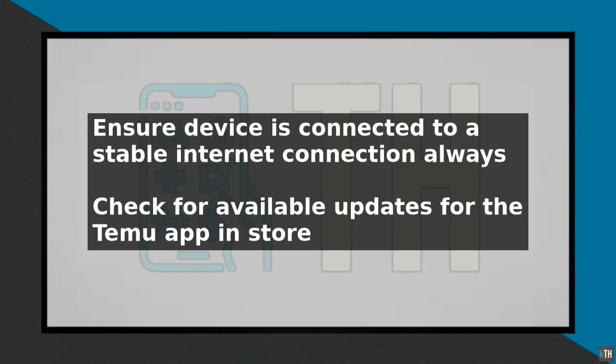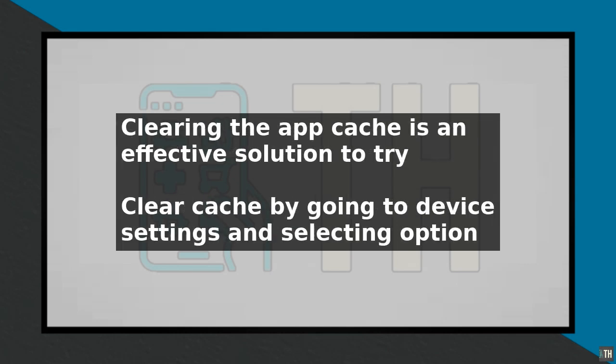latest version if available. This is because outdated versions can lead to compatibility issues and bugs that may cause the app to stop working. Clearing the app cache is another effective solution. The cache can accumulate over time and cause the app to slow down or stop working altogether. To clear the cache, go to your device settings, find the Temu app, and select the option to clear cache.